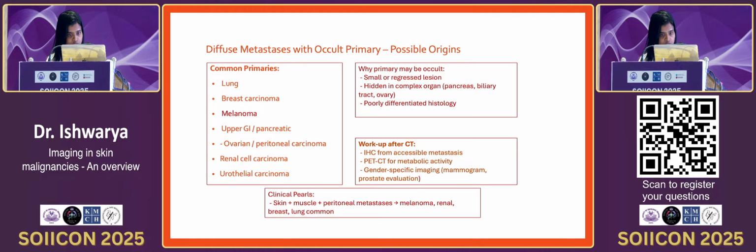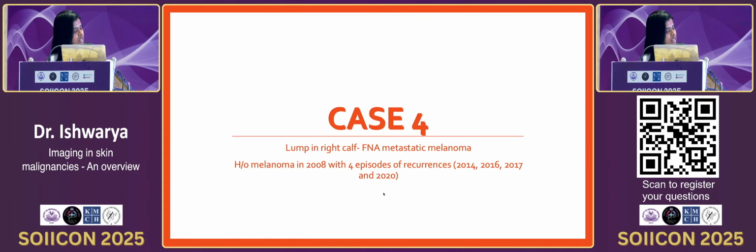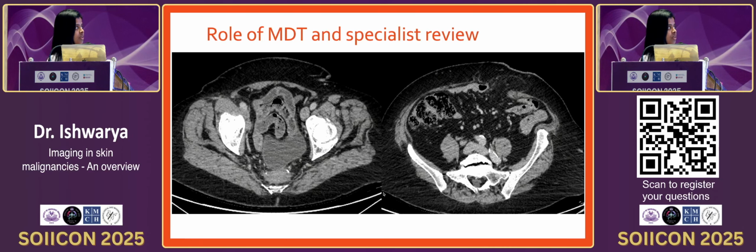And immunohistochemistry is vital in helping this. So a pattern of metastatic spread involving the skin, muscle, peritoneum raises a possibility of melanoma, renal, breast, lung. The next case, so this is a patient who comes with a lump in the right calf, and the FNA shows that it's metastatic melanoma, history of previous multiple recurrences.